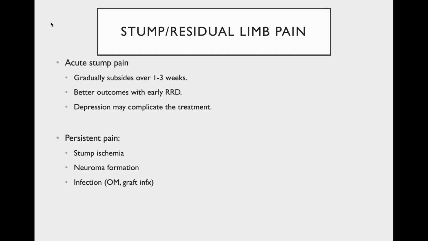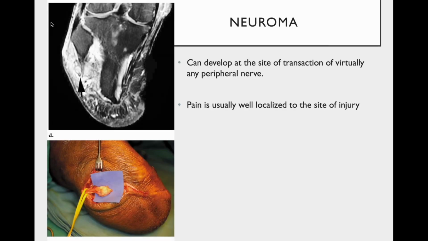Patients can also get persistent pain, and in this situation, we need to consider diagnoses such as stump ischemia, whether a neuroma has formed or there's a new infection. So these are images of neuromas. On an MRI, you can see it there where the arrow is pointing, and you can see a neuroma there pulled out. So neuromas can form at the site of transection of virtually any peripheral nerve.